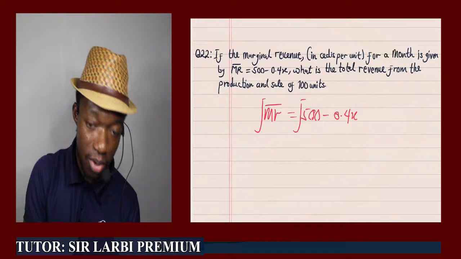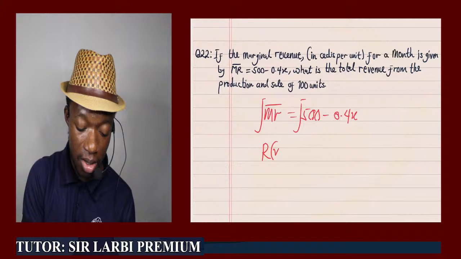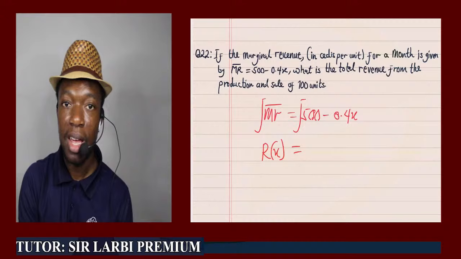Remember, this is actually an indefinite integral, so at the end of the day you're going to have a constant value there. When I integrate marginal revenue with respect to x, I'll get my revenue function. So I'll follow the same integration. Here there's 500, so I'll add x to the 500, and that becomes 500x.